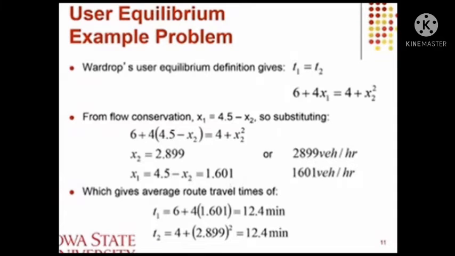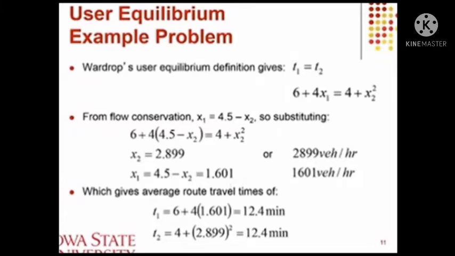T1 is equal to, so i-substitute lang natin sa equation. So T1 is 6 plus 4 times the answer, yung nakuha natin na x sub 1, which is 1.601, is equal to 12.4 minutes.